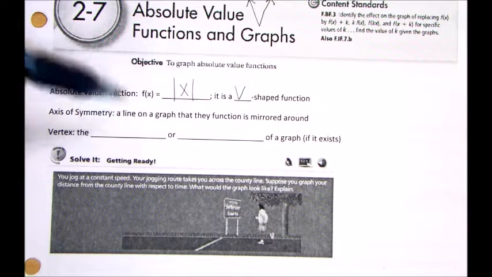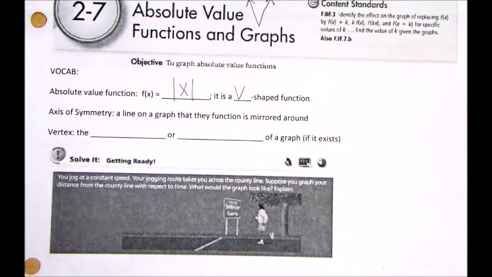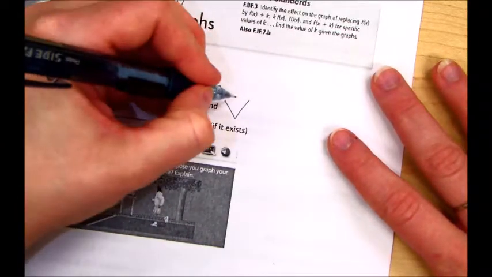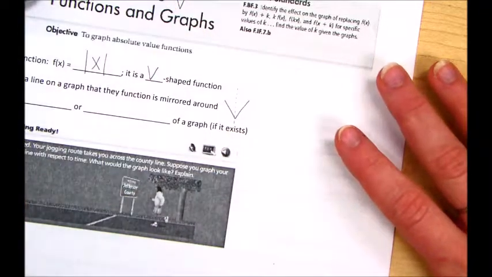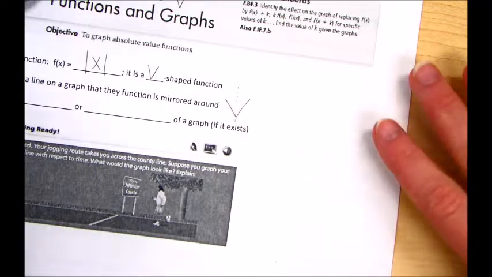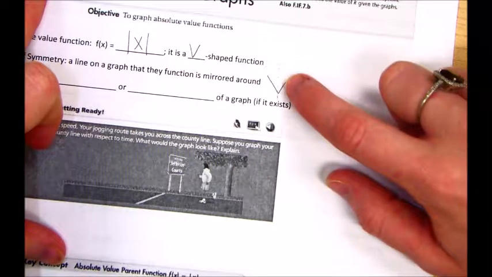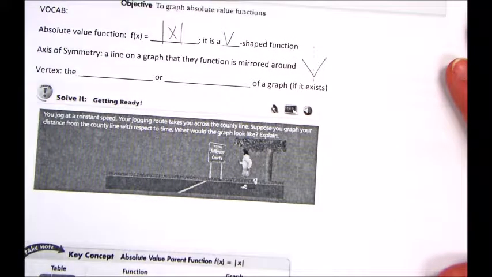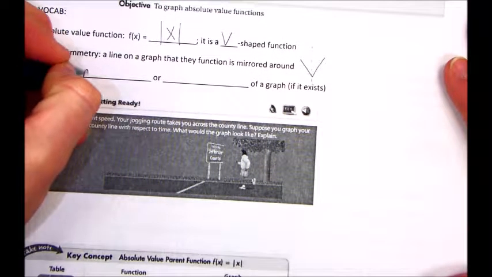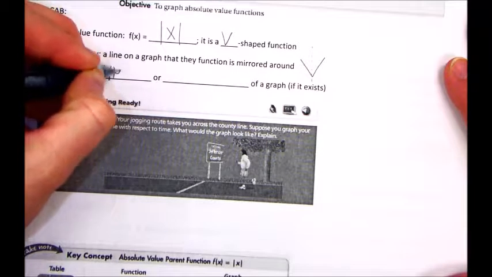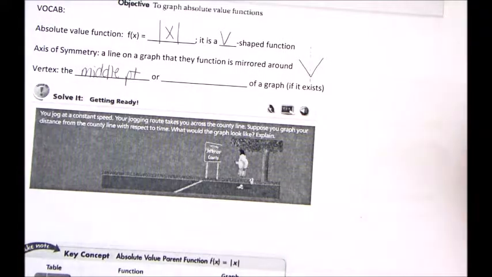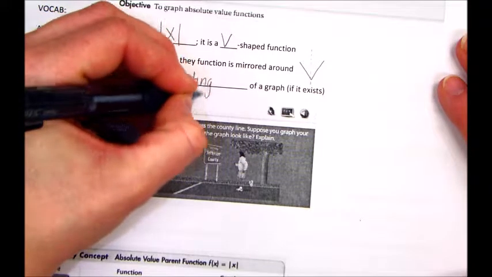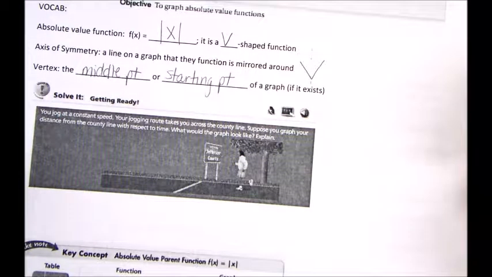The axis of symmetry is the line on the graph that the function is mirrored around. So if we have our V-shaped graph, the axis of symmetry would be an up and down line right there through the middle because you could fold it on that line. Okay, so the axis of symmetry is that dotted line right there I just drew. The vertex is the middle point. I guess we can call it the middle point, maybe even like the starting point of the graph.